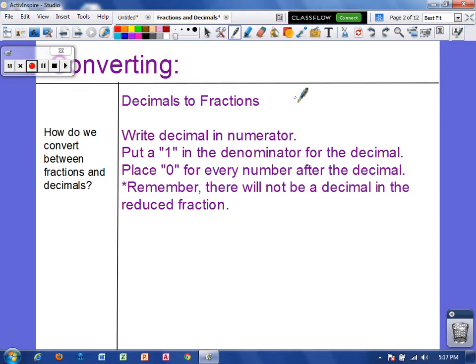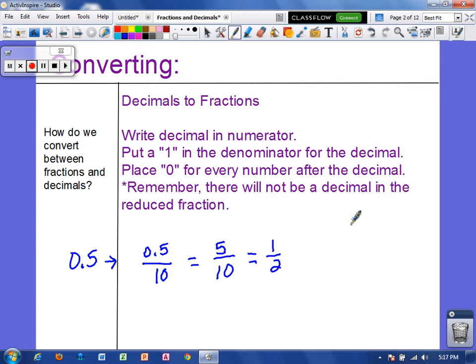Alright, now, let's say we have to change a decimal to a fraction. So what I want to do is set up a fraction. Let's say I had the decimal 0.5. I'm going to put 0.5 in the numerator. Now I'm going to put a 1 in the denominator for the decimal. So I look at the decimal, below that I write the number 1. Now I'm going to place a 0 for every number after that decimal. So we've got one number here, so I have to put a 0 directly below it. Now, I'm going to write that without the decimal, so this would be 5/10, which would reduce to 1/2.